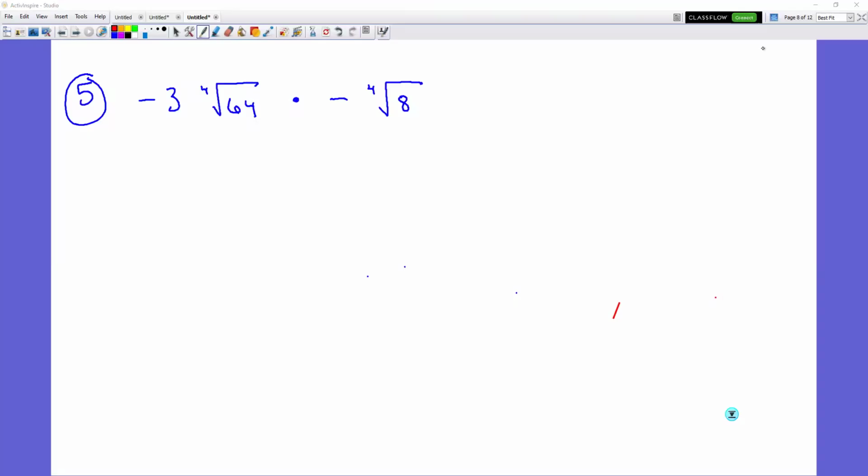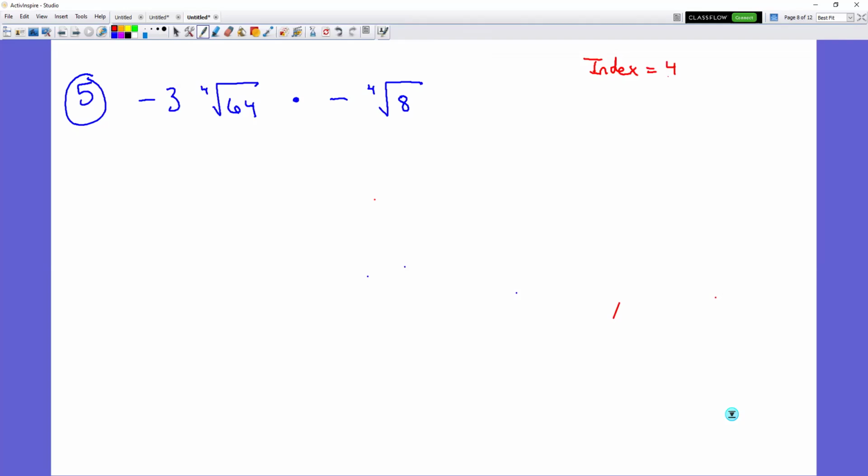All right, so here's our next problem. We have negative 3 and then the 4th root of 64 times negative the 4th root of 8. So as you can see, each of the radicals have the same index. So we can go ahead and write down that the index for this problem is 4, okay?